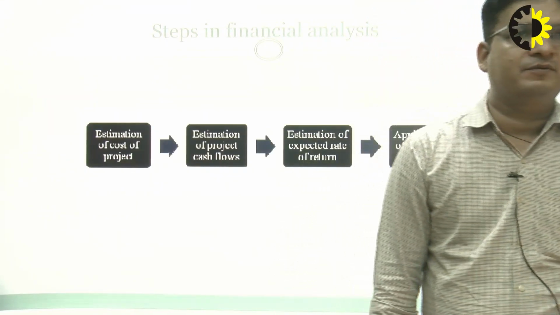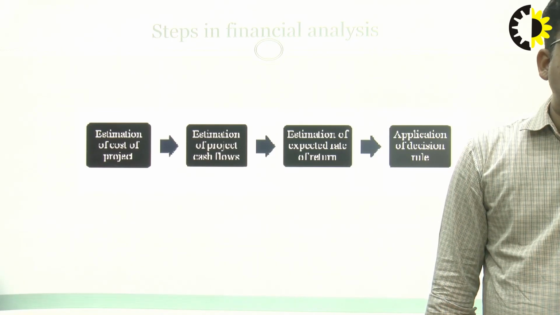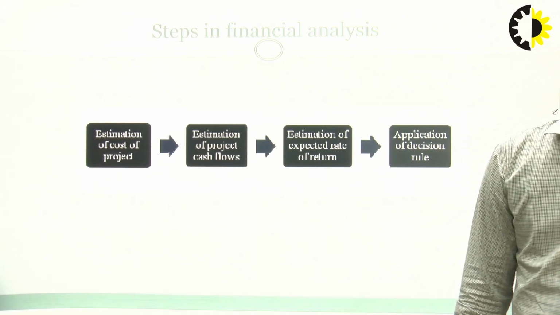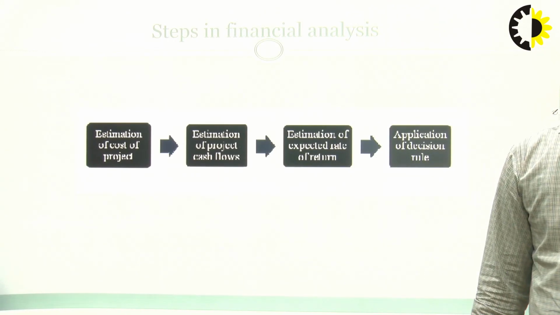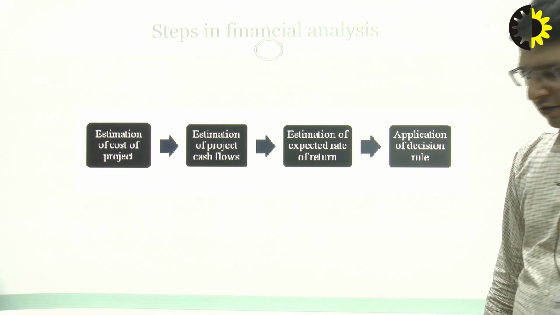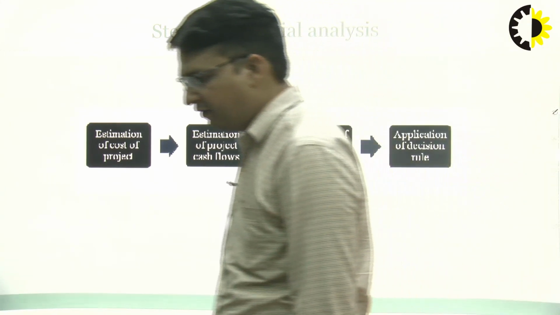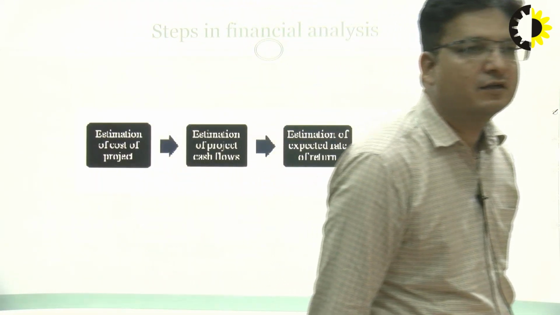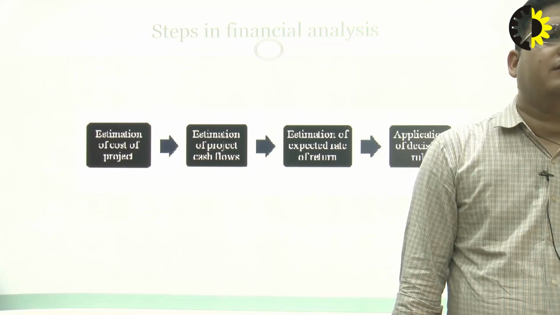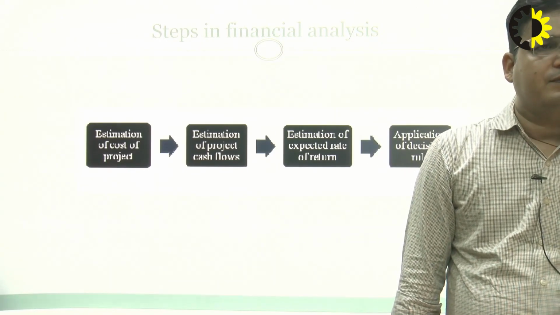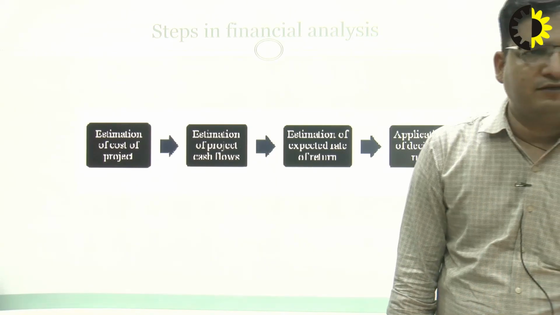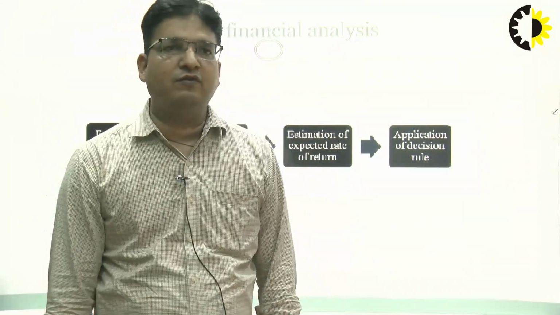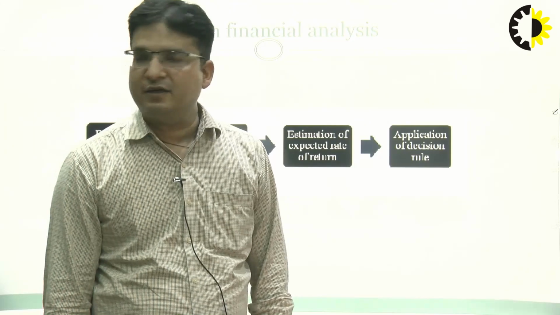Now, the various steps in financial analysis. When we do the financial analysis, there are certain steps that need to be followed, which are: first is estimation of the cost of project. That is, what will be the cost of the project, what are the various attributes that determine the cost of the project, or what are the various components related to the cost of the project that need to be taken care of. Thereafter, we do the estimation of project cash flow. That is, what is the cash flow, how much is the inflow, how much is the outflow, that need to be taken care of in step number 2.